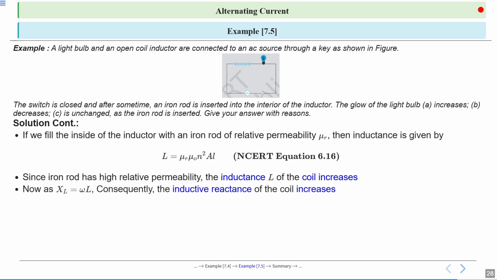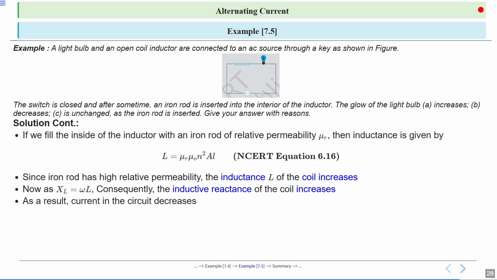Okay, so XL is equal to omega L. If the inductance of the coil is increasing by inserting the iron rod in the core of the inductor, then the inductive reactance will also increase because it is directly proportional to L. Consequently, the inductive reactance of the coil increases. As a result, current in the circuit decreases.